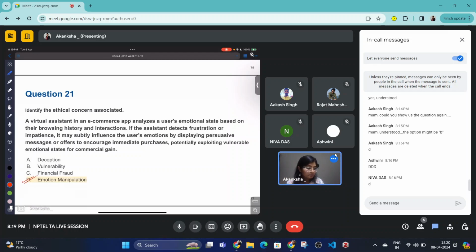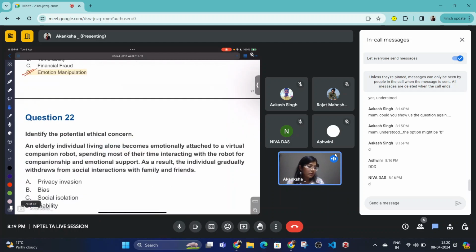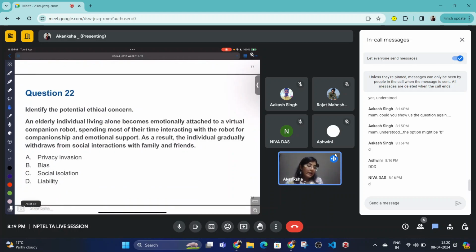That's the point. Okay, next one. An elderly individual living alone becomes emotionally attached to a virtual companion robot, spending most of their time interacting with the robot for companionship and emotional support. As a result, the individual gradually withdraws from social interactions with family and friends.